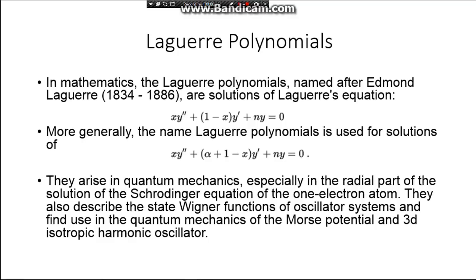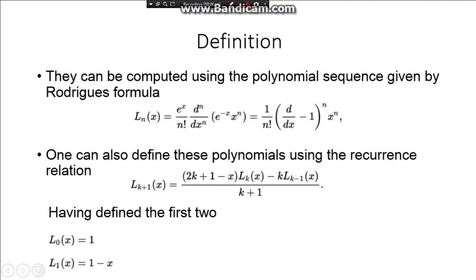Now, Laguerre polynomials arise in many different situations, such as quantum mechanics, especially in the radial part of the solution of the Schrödinger equation of the one electron atom. They also find uses in describing the Wigner functions of oscillator systems, and also in the Morse potential of quantum mechanics and in 3D isotropic harmonic oscillators. Moving on, let's look at how we can define Laguerre polynomials.